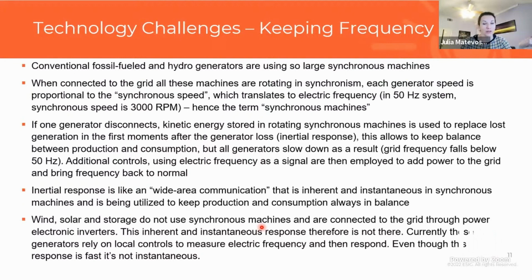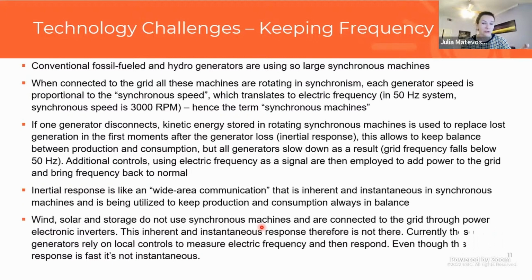You lost one generator, but your electricity demand didn't change because of this loss, and so it needs to be supplied by something. In the first moment after a generator trips, this power consumption is supplied through kinetic energy stored in the rotating masses of all the synchronous machines. But as a result, because these generators give out kinetic energy, they slow down, and electric frequency in the grid falls. So it becomes something less than 50 hertz.